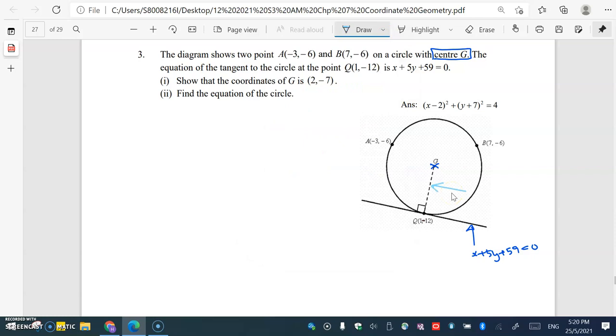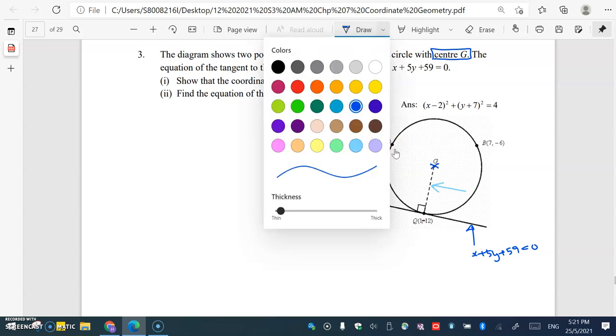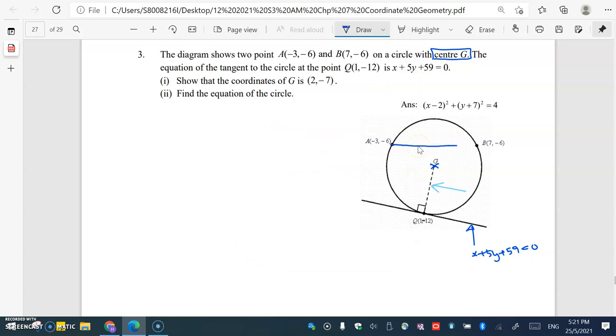If I have the equation of this line here, and then I find another equation, I solve it simultaneously, I can actually find the point G. Another equation comes from where? Our properties of perpendicular bisector of chord can come into place. Now I have this one here, I have my AB is a chord.